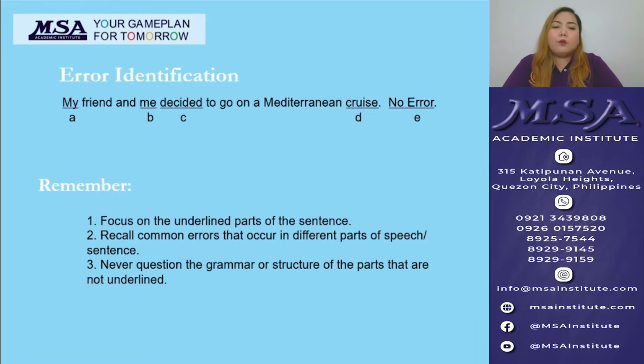Next is that you have to recall the common errors that occur on those different parts of speech. It could be noun errors, pronoun usage errors, subject-verb agreement errors, and so on. We'll have a separate video discussing those common errors. Lastly, you should never question the grammar or structure of the parts that are not underlined. Thinking that there are also errors among the parts that are not underlined will just consume your time and confuse you more. So it's better for you to assume that there are no errors in the parts that are not underlined.